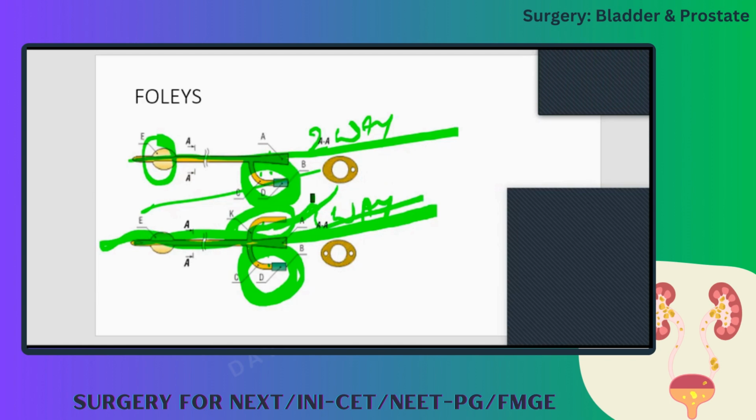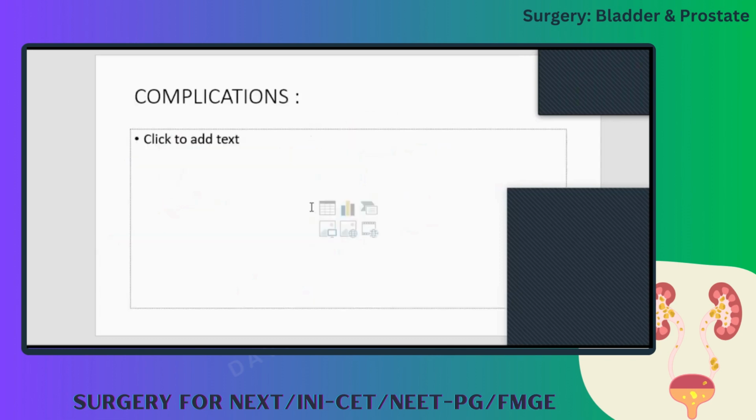So this is a three-way catheter. We call it a three-way catheter. Both these are used for prostate surgery. Just remember, three-way catheters are used to give bladder washes and give contrast also, as you told, but mainly for bladder washes. Okay. Complications. There will be hemorrhage.